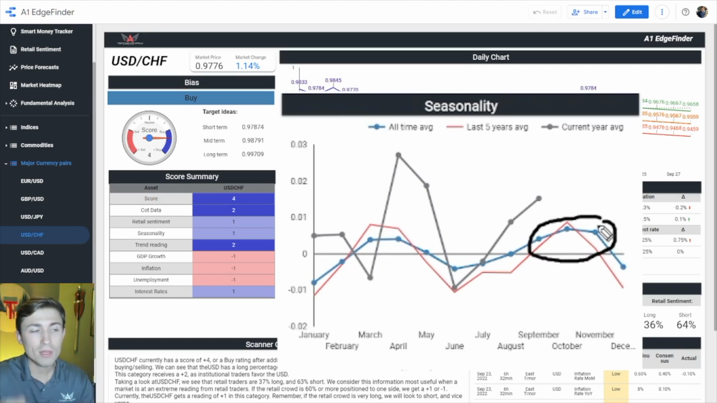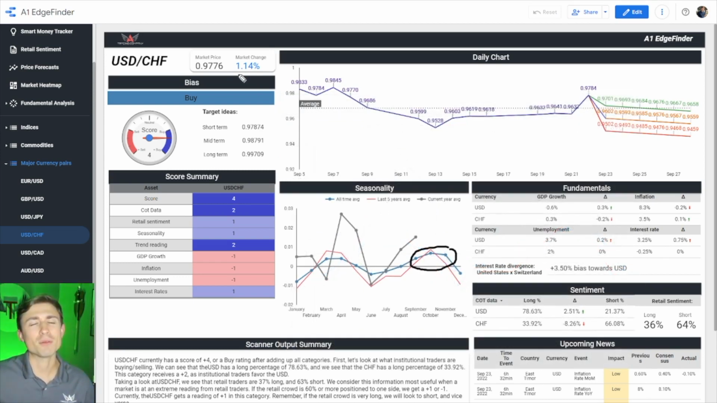It's a simple, again, this is why we call it the edge finder. We're looking for slight edges to trade in the markets. Combining them all up gives us a strong bias one way or another on particular assets.